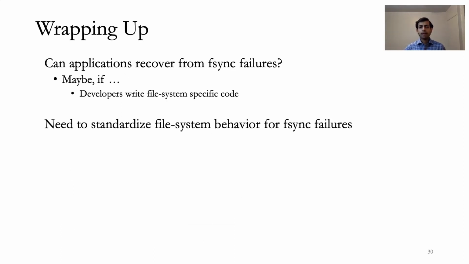So we've seen that applications still face errors after fsync failures. They don't handle them correctly, not entirely, but can they recover from them? Right now, you could if you wrote file system specific code, but we probably need to standardize file system behavior, especially when fsync fails. POSIX is really vague on that.